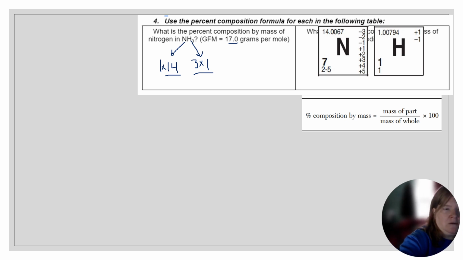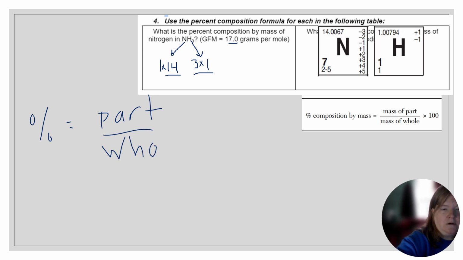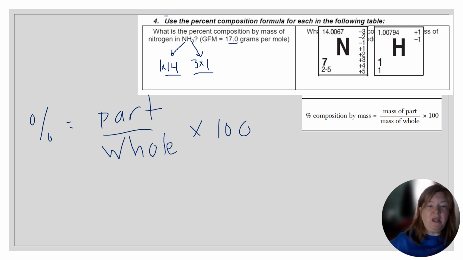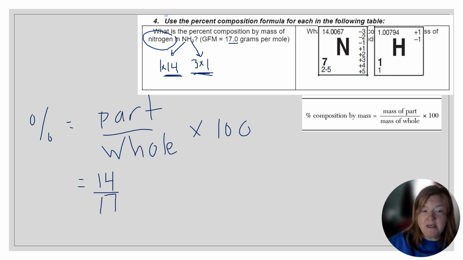Okay, so I'm just going to write the percent equals mass of part over mass of whole. And I cannot forget the times 100. I will get the wrong answer if I don't do that. Okay, so what do I do now? Well, when I just went through it, remember, this is the mass of the nitrogen part. This is the mass of the hydrogen part. Go back to the problem. It says, what is the percent composition by mass of nitrogen? So that means the part is the nitrogen. And what is the whole thing? Well, the whole thing is the gram formula mass. And then I multiply that by 100.